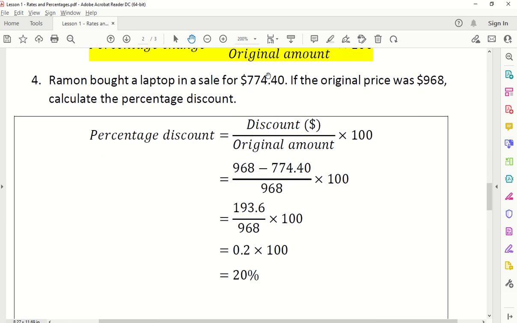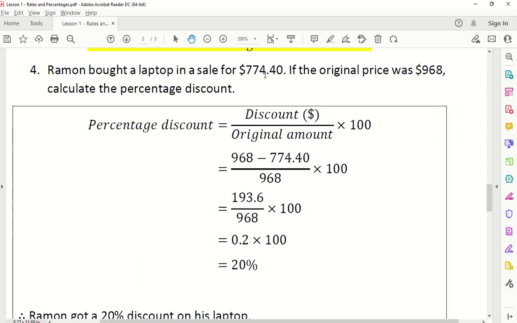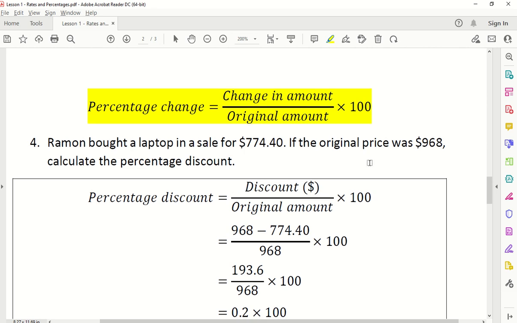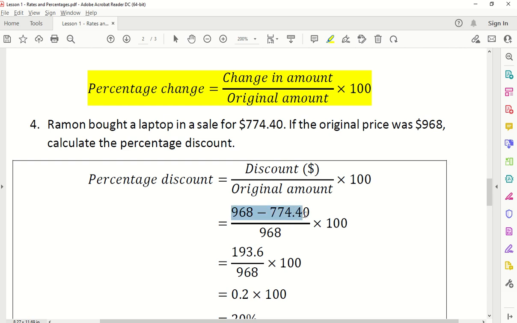Anyway, Ramon has bought a laptop in a sale for $774.40. If the original price was $968, what was the percentage discount? So percentage discount, it's a fancy way of saying what's the percentage change. So I've written on the top here, change in amount. Well, that's the discount. How much did the price of the item go down by? As you can see, I've gone 968 minus $774.40. So the amount the laptop price has gone down by is $193.60.